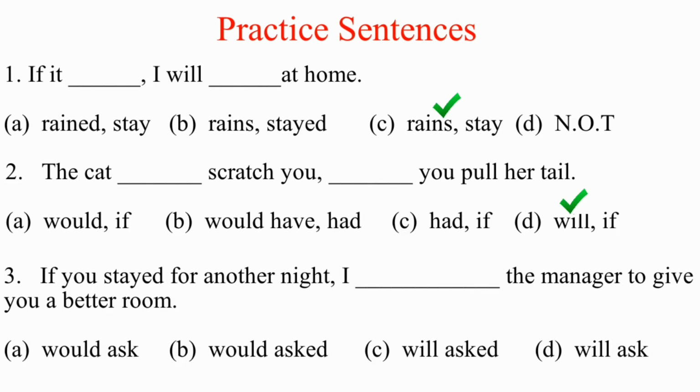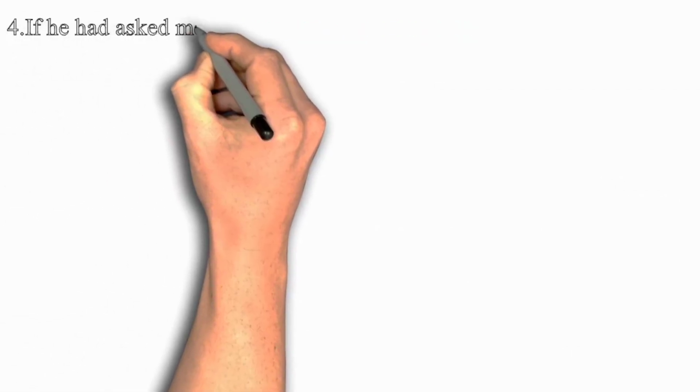Third sentence, if you stayed for another night, I dash the manager to give you a better room. What do you think is the correct option? A, B, C, or D? Definitely A is the right one. If you stayed for another night, I would ask the manager.